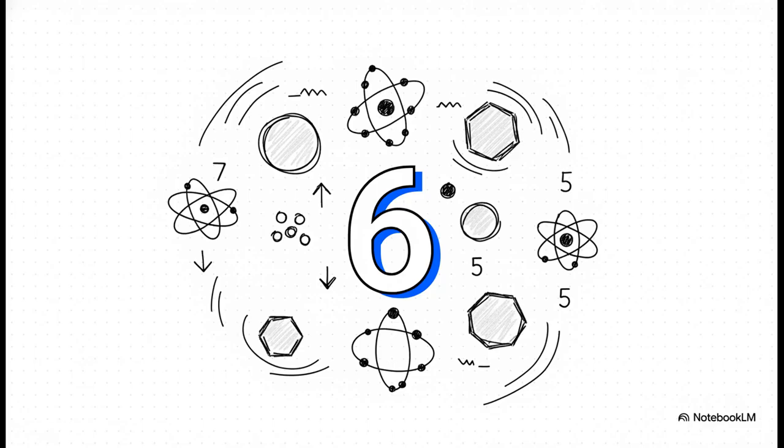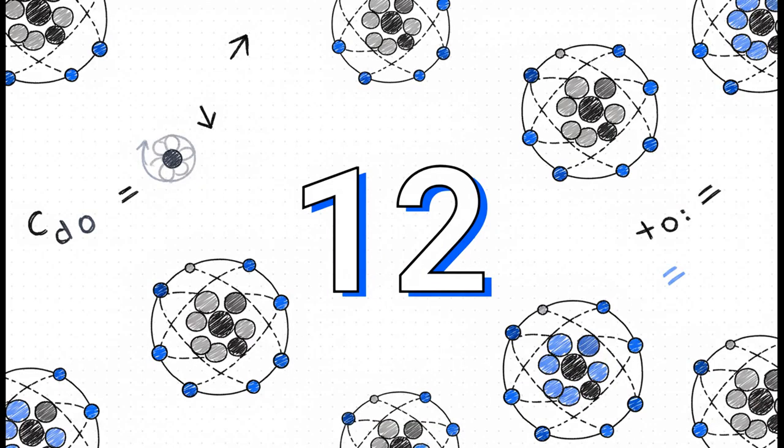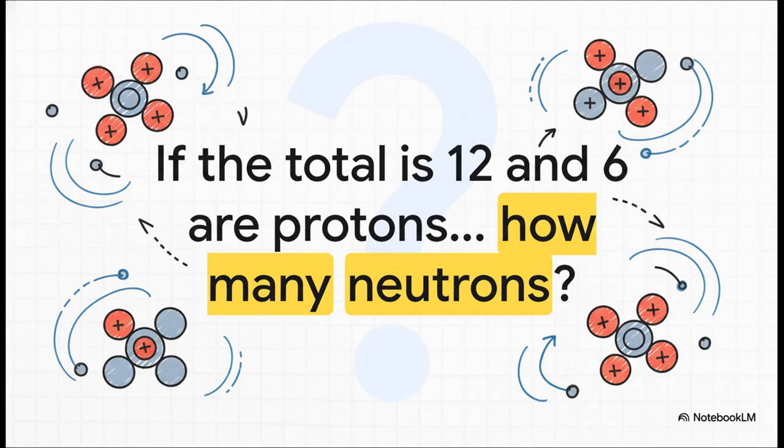This number means that every single carbon atom in the entire universe, no exceptions, has exactly 6 protons in its nucleus. If it had 7, it would be nitrogen. If it had 5, it would be boron. 6 is carbon. Now, the most common type of carbon has a mass number of 12. Remember what that means? It tells us the total number of heavy particles, protons and neutrons together, that are in its nucleus. So here's where we can play detective.